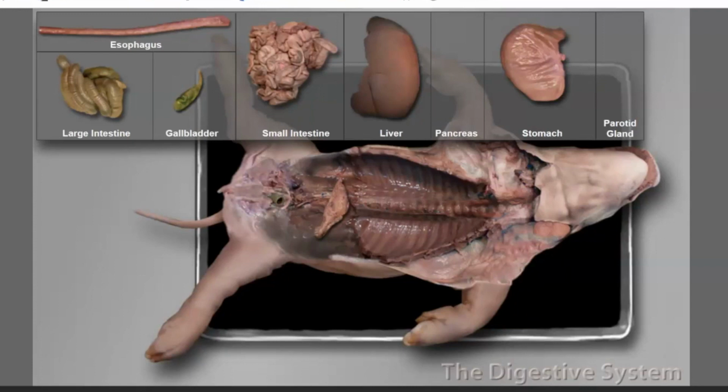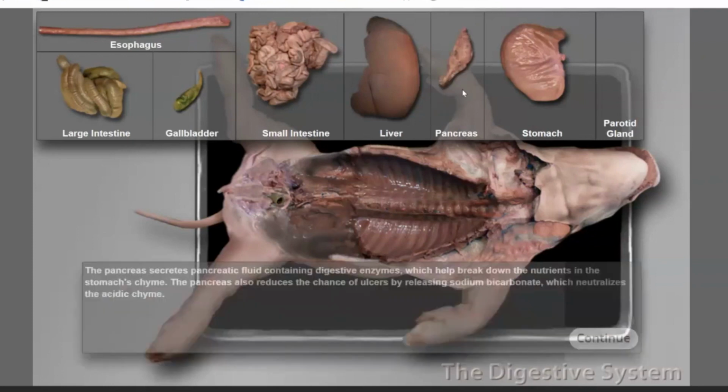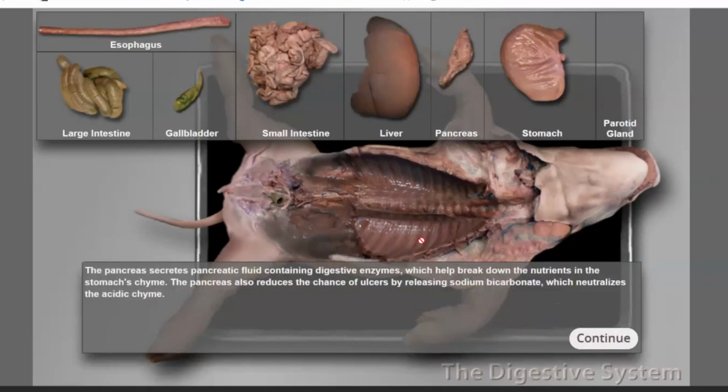The next organ we're going to talk about is the pancreas. So the pancreas is also part of the endocrine system. So it functions in the endocrine system and it functions in the digestive system. Your pancreas secretes enzymes to help break down proteins. And it also helps to create one enzyme that you might have heard of that's responsible in diabetes called insulin.